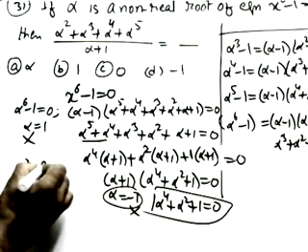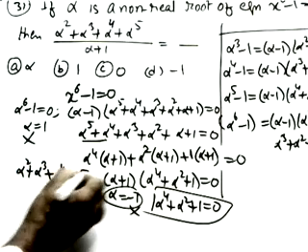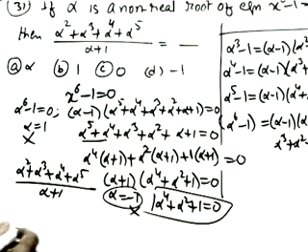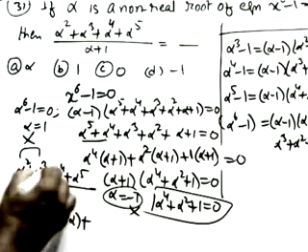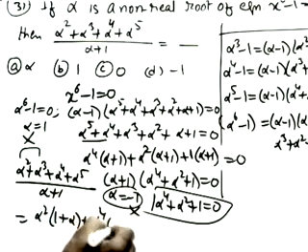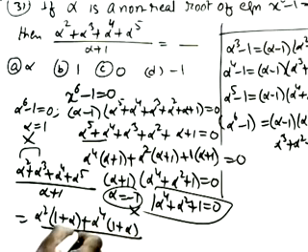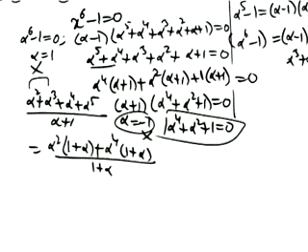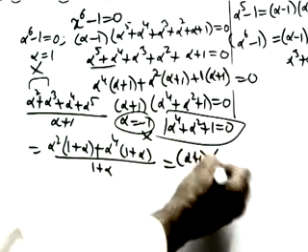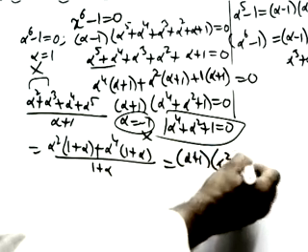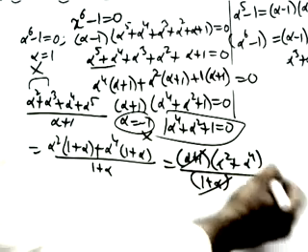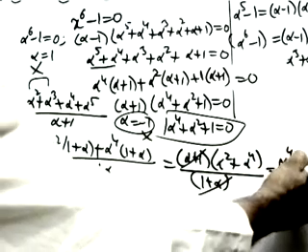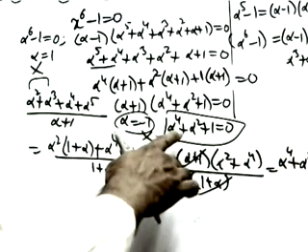Now let me go into the question here. What is the question? Alpha power 2 plus alpha power 3 plus alpha power 4 plus alpha power 5. From the first two, what can we take common? Alpha square; what is left here? 1 plus alpha. Here you take alpha power 4 common; what is left here? 1 plus alpha. Now let me take alpha plus 1 common. What is left here? Alpha square plus alpha power 4. So what is left here? Alpha power 4 plus alpha square.